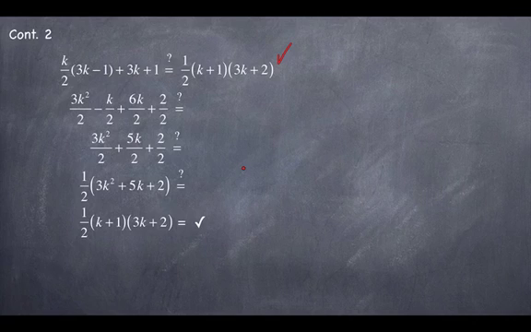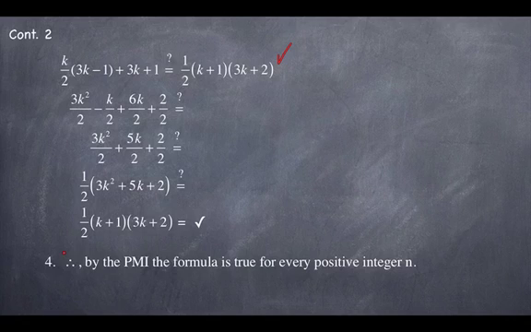Step 4 is basically to write this conclusion, and this conclusion needs to be present. If you don't write this on your homework or on the test, it will be considered wrong. I take it back, you already took the quiz. Now I'm using these little 3 dots. These three dots represent the word therefore. So it says, therefore, by the PMI, the formula is true for every positive integer n. Let's move on to the next problem.